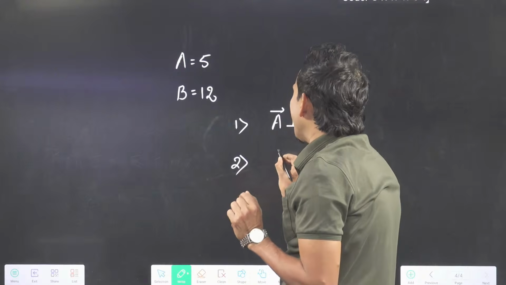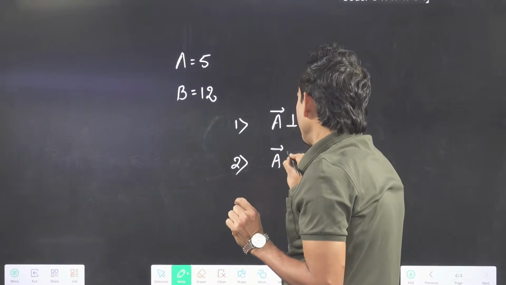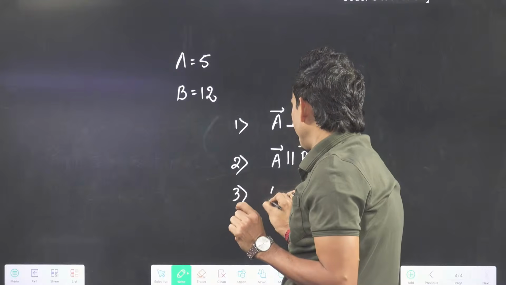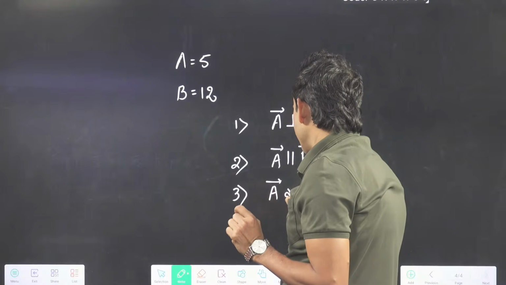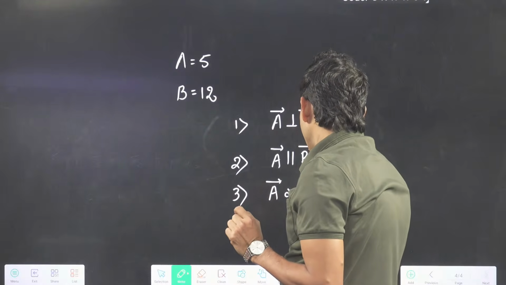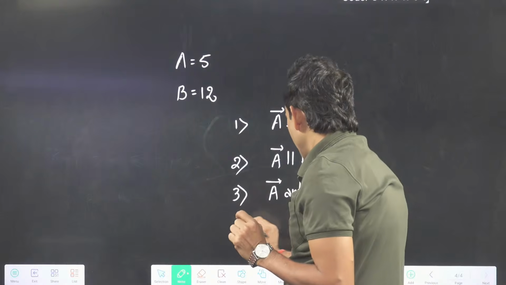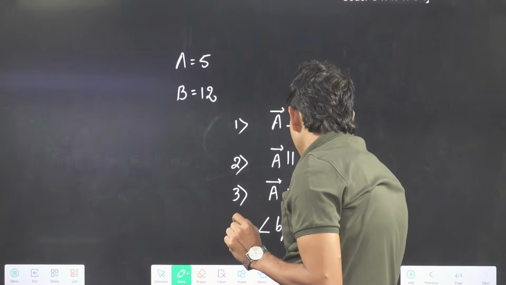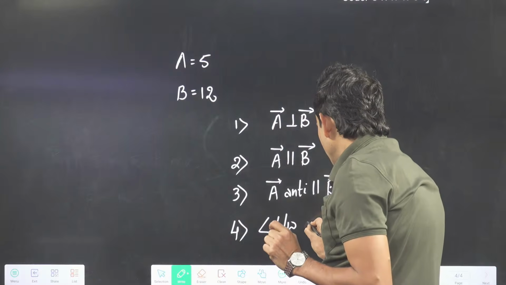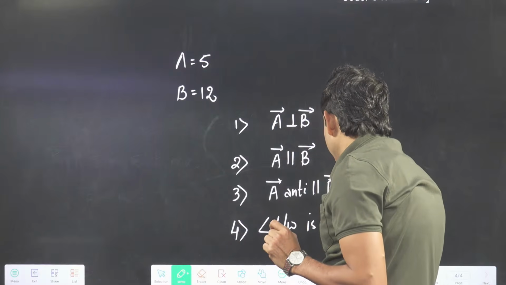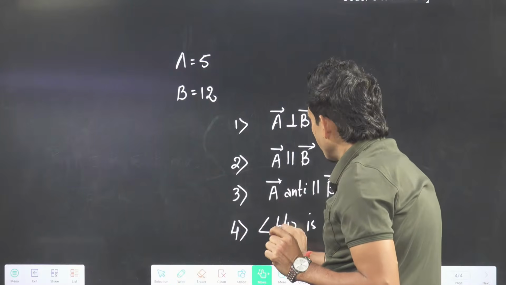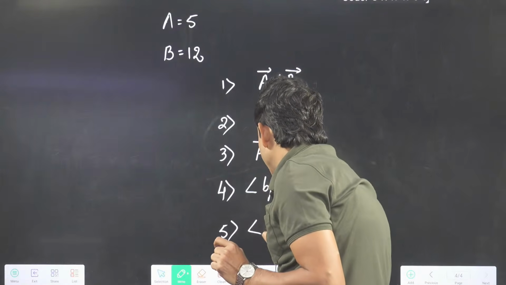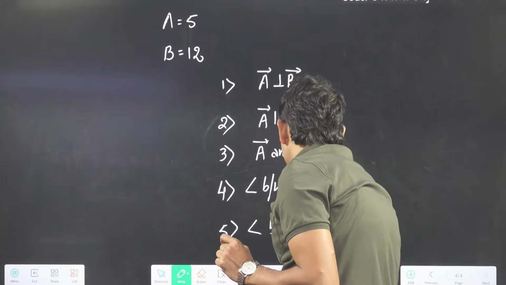Second, they are parallel. Third, they are anti-parallel. Fourth, angle between them is 60 degree. Fifth, angle between is 120 degree.